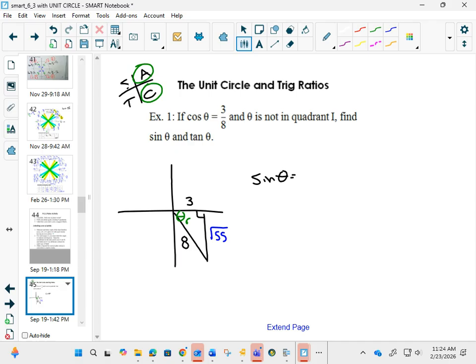Sine of theta is opposite over hypotenuse, which will be the square root of 55/8. And because it's in quadrant 4, we have to make sure we add the negative. And tan of theta, opposite over adjacent. And because it's in quadrant 4, we have to add the negative.